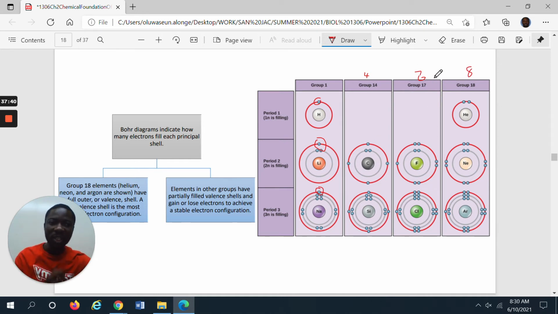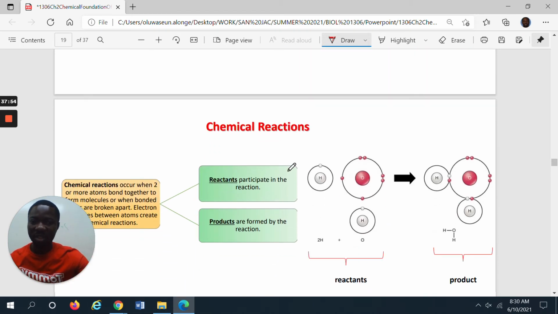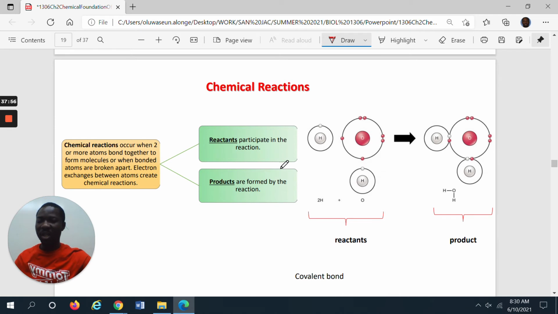Now, these are noble gases. These are balanced. They don't get involved in chemical reactions like that. Now, this is not balanced. This is not balanced. This is not balanced. And I'll be talking about it in a bit. Let's go. Now, chemical reactions.